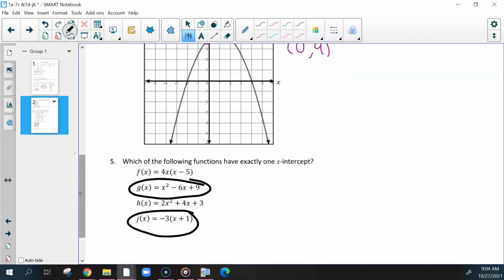For number 5, you could have graphed these. Most of these you needed to graph in Desmos or your calculator. It's asking which of these have only one x-intercept, so that means it needed to touch or cross the x-axis one time. If it touched it more than once, that was not your answer. If it did not touch your x-axis at all, that would also not be an answer. So these 2 were your answers.